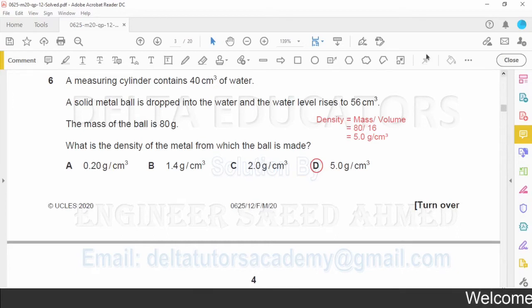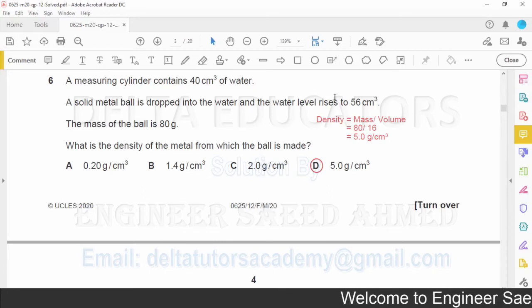Here we have to find out the density. Density is given as mass over volume. Mass is given here, 80 gram. What about the volume? Here the volume of water is 40 cm³ and the volume of the ball and water is given as 56 cm³. So the volume of the ball will be the difference of these two volumes.